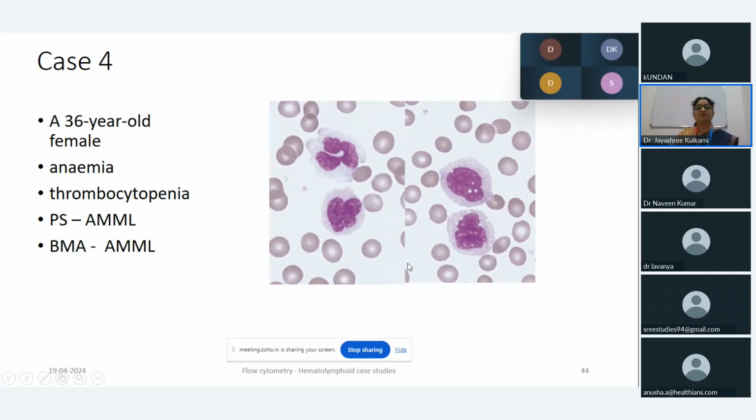Now, sometimes we do face difficulty in flow. We are not able to perfectly give them a solution. In such cases, the next thing that we do is a FISH for PML-RARA, that is translocation 15;17. That will be our next step. That is also quite fast. They can give it to you in one day. So ask for FISH for PML-RARA.